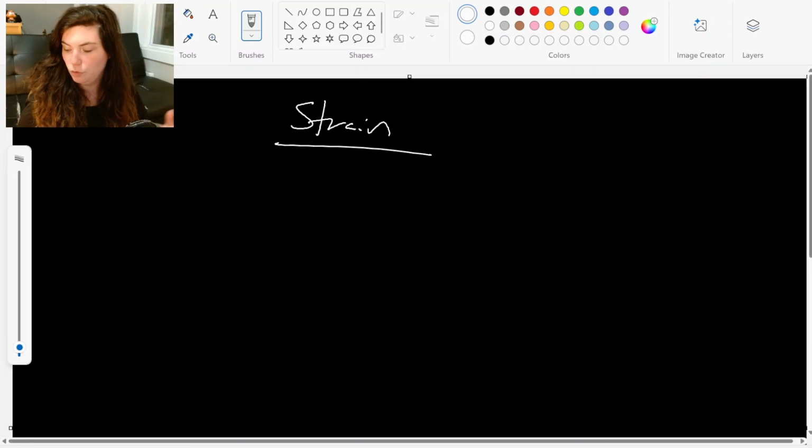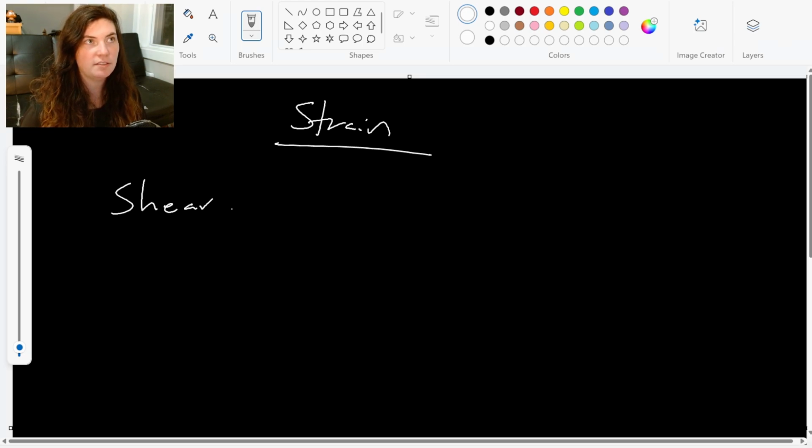So we've talked about normal strain. Now let's talk about shear strain, right? So when something undergoes a shear stress, you will often see a shear strain associated with it, right?